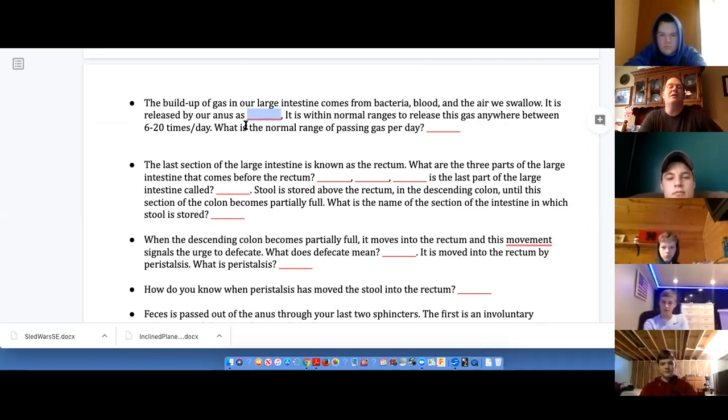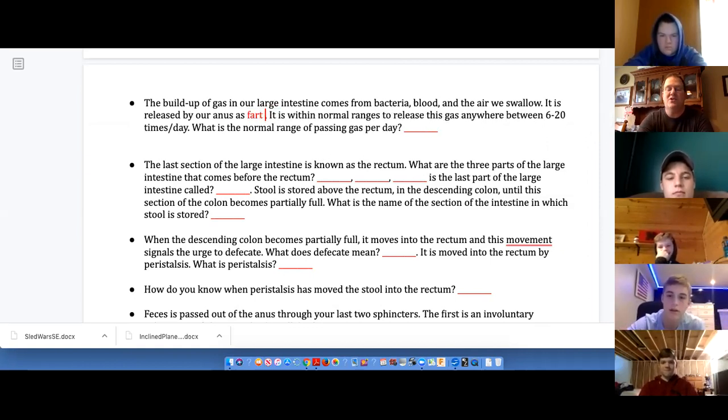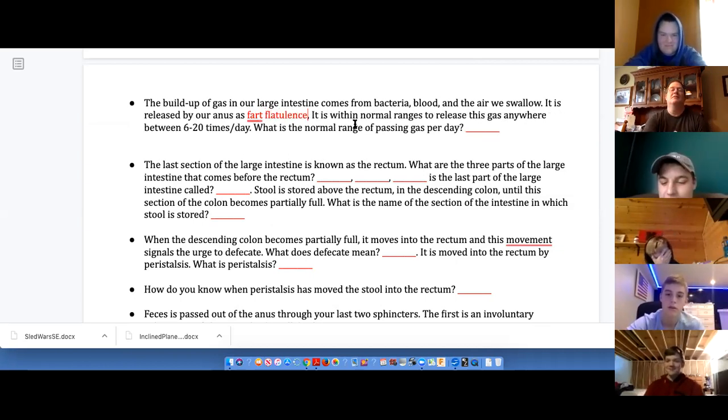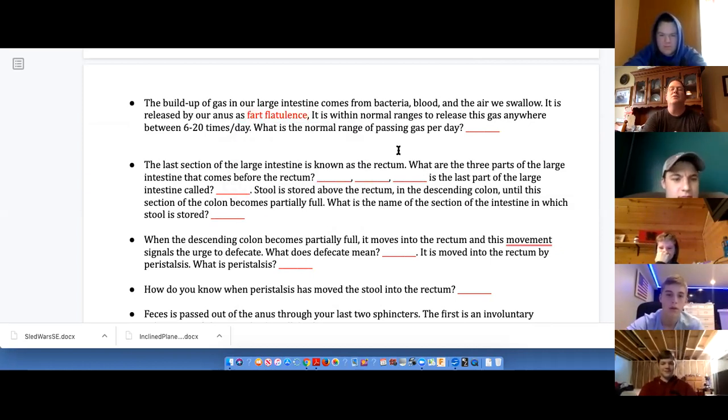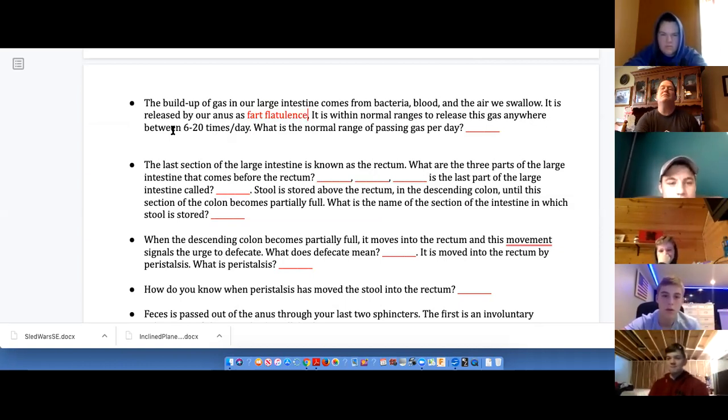All right, it is released by our anus as what you could call a fart or flatulence. It is within normal ranges to release this gas anywhere between 6 and 20 times per day. So if you pass gas about 20 times per day, you're probably on the average. And if people tell you that they don't pass gas, then they are absolutely lying.